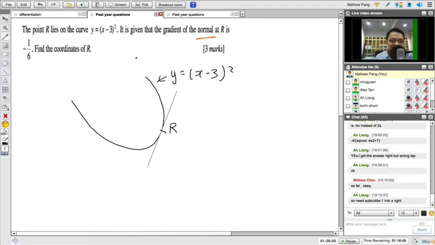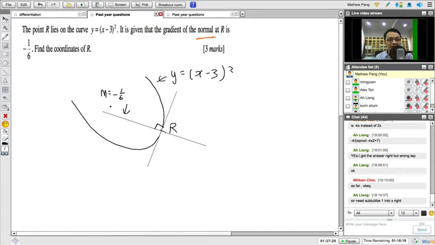Alright, over here he never gives you the gradient of tangent, but he gives you the gradient of normal. Normal means you will have another line which is perpendicular to the tangent at R, which is 90 degrees over here. And then he gives you this gradient. This is the meaning of gradient of normal. So the gradient of normal over here will be negative 1 over 6.